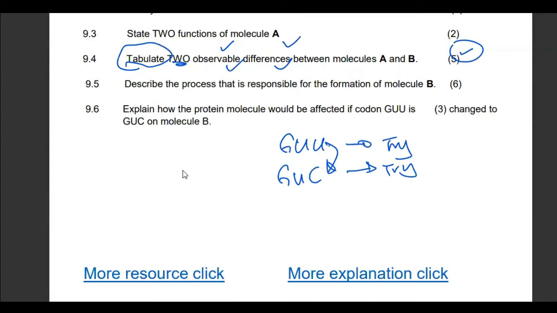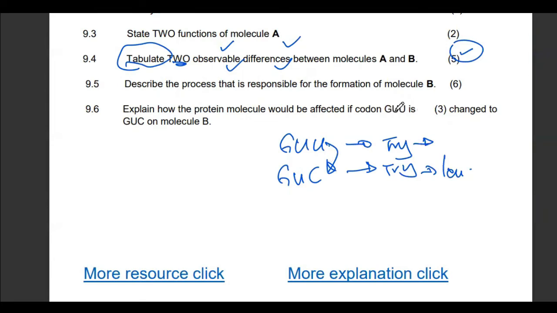But if this is tryptophan, and now this one codes for, for example, leucine, then it means that there will be a change in the functioning of the protein, because this is tryptophan and this is leucine. Therefore, a different protein will be formed, and the functioning of the protein will also change. So explain how the protein molecule would be affected if this is changed to this.